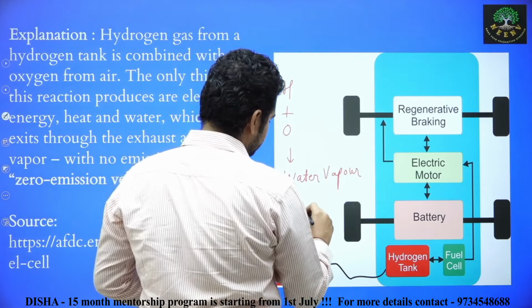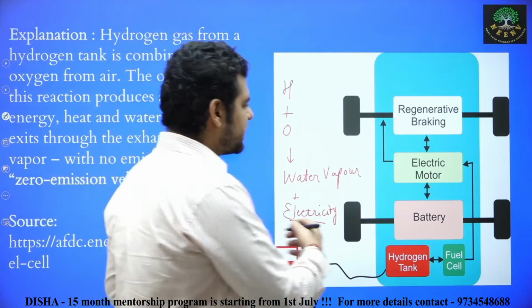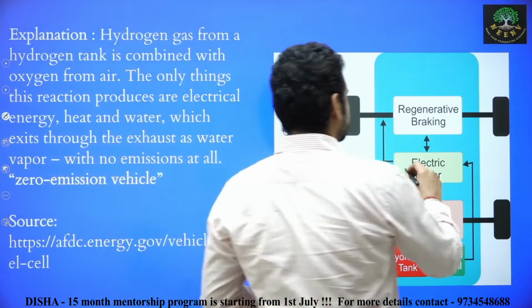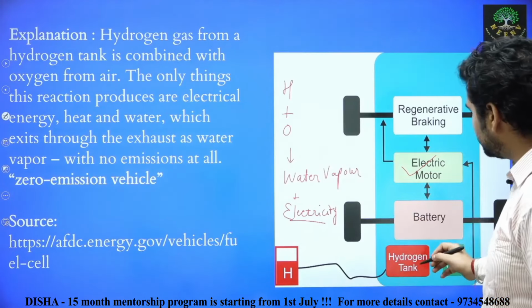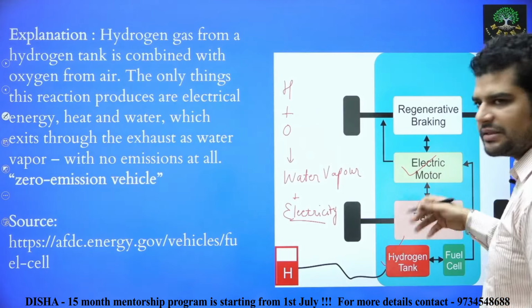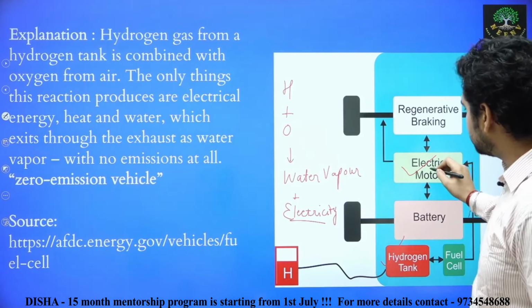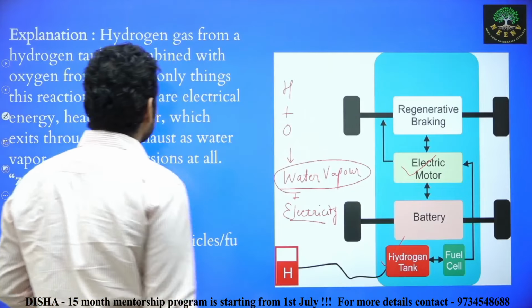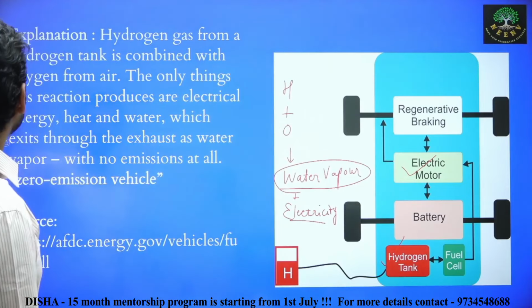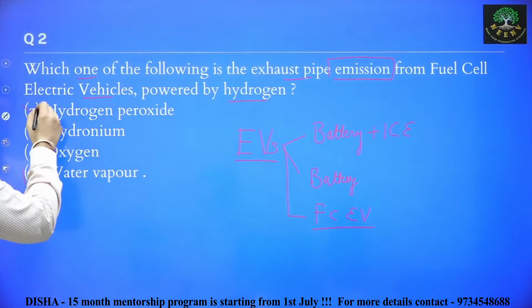The electricity goes to the electric motor directly. The battery is there, but it is mostly for smooth acceleration and emergency cases. Most of the electricity comes from the hydrogen tank and the battery is recharged in the meantime. The electricity is generated by hydrogen, and the reaction gives water vapor. All right, so now we can see the answer. The answer is water vapor. It is not hydrogen peroxide, not hydronium, not oxygen.